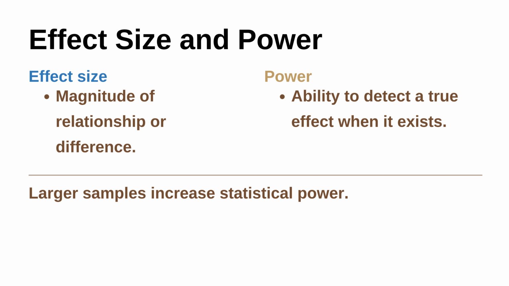Another important concept to understand is effect size and power. Effect size measures the magnitude of a relationship or the difference. It tells us how meaningful the result is, not just whether it exists. The power refers to the ability of a test to detect a true effect when it exists. Larger sample sizes increase power, reducing the risk of missing true relationships in data.